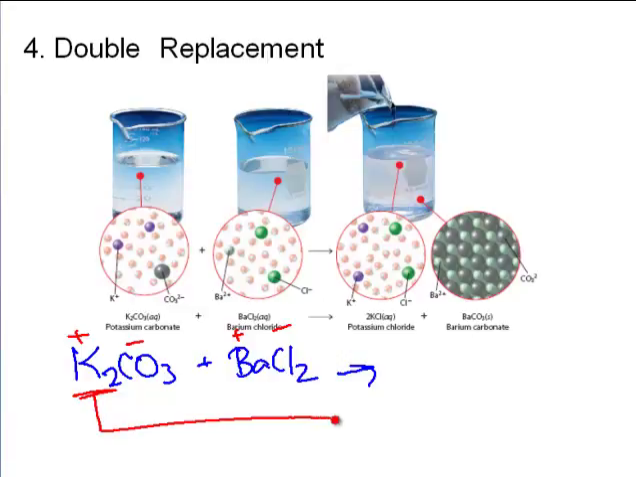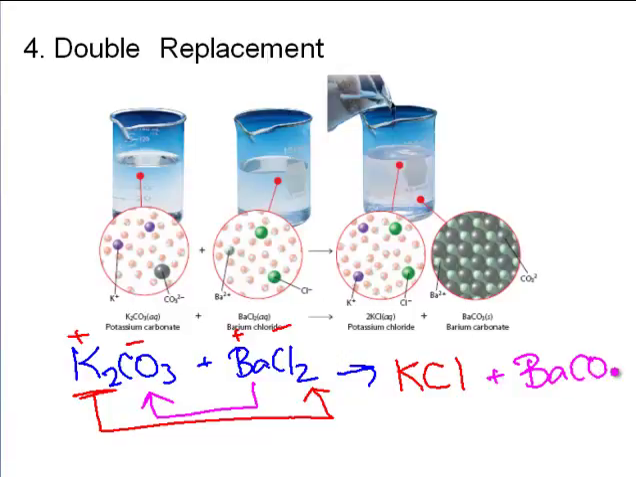come over here and hook up with the chlorine to get KCl. Then the barium is going to come over and hook up with the carbonate, and we'll get BaCO3. And that's basically all you have with it. They just switch places. It's a double replacement, okay? Two elements switch places, and you get two new compounds.